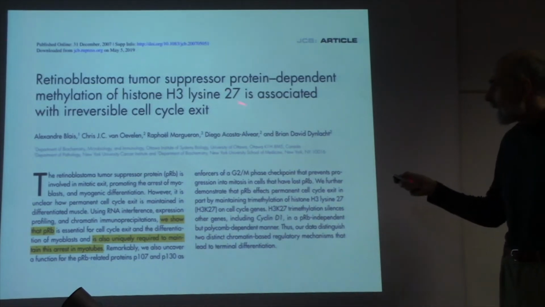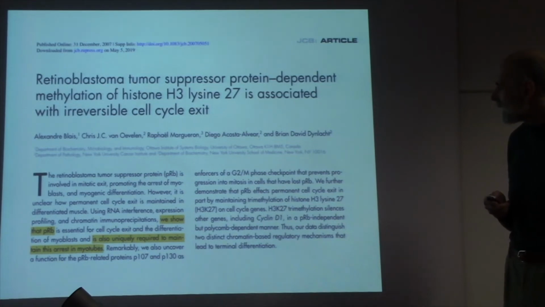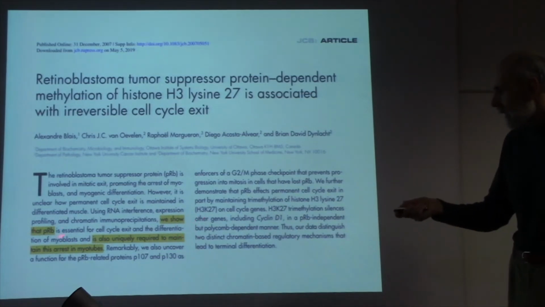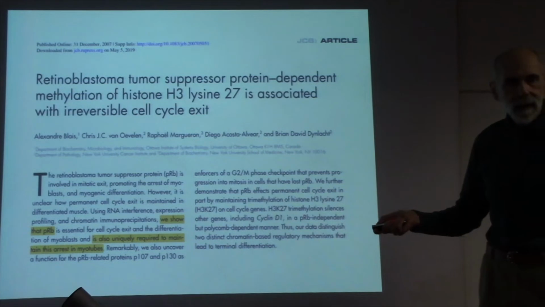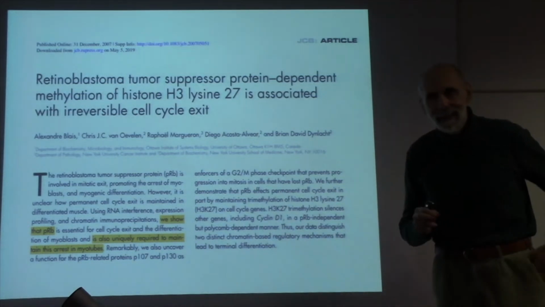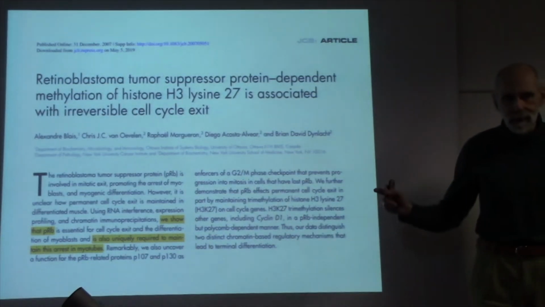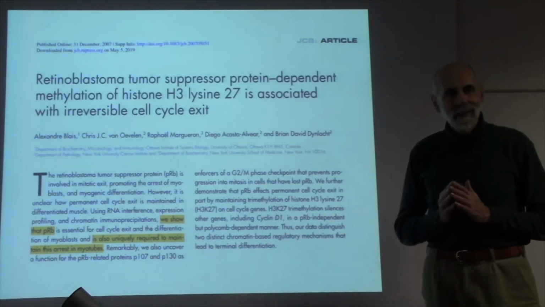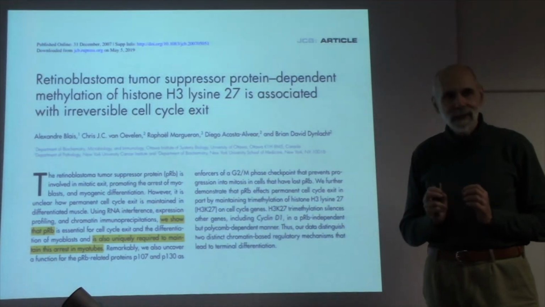The details are not relevant in this lesson, but here is one main conclusion that they drew. We show that RB is also uniquely required to maintain this arrest in myotubes. So it is a completely opposite conclusion. How do we reconcile two opposite conclusions?